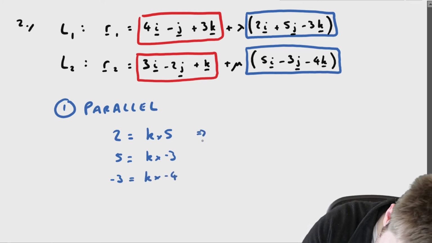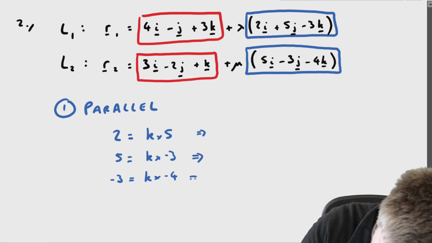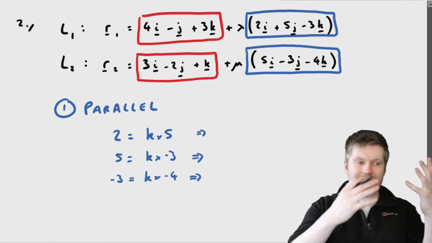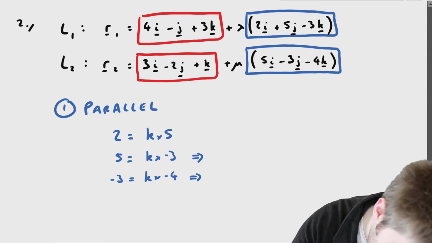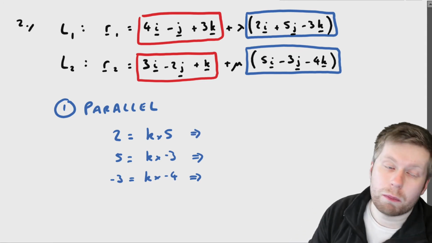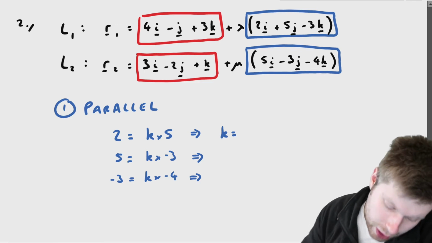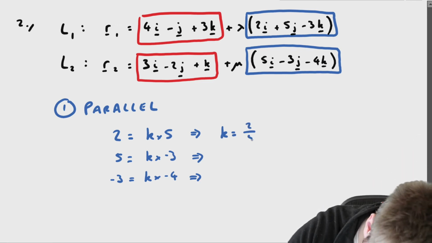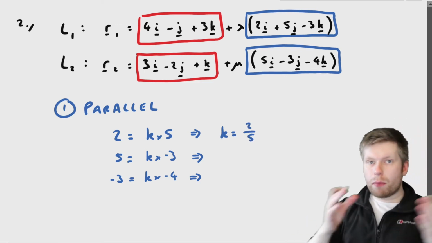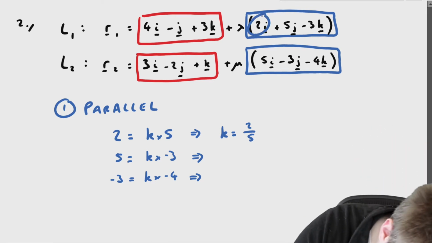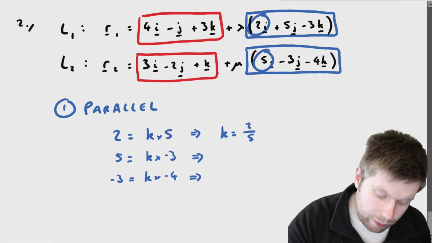Now, if I solve these and I find that the constant, the scalar multiple, is the same for each of the ijk components, then that means they must be parallel. So let's have a look. If I look at the i components, I find k is equal to 2/5, or 0.4. In other words, if I multiply the 2 by 0.4, I'll get 5, okay?